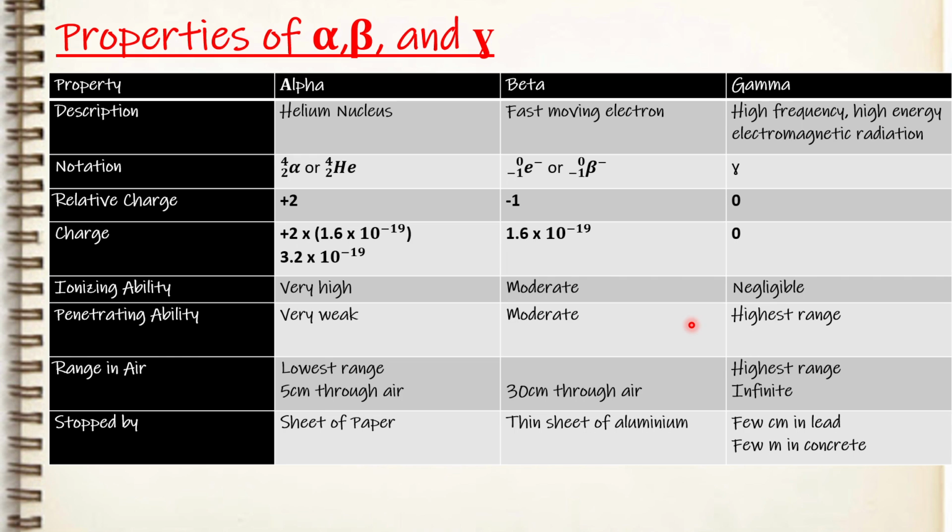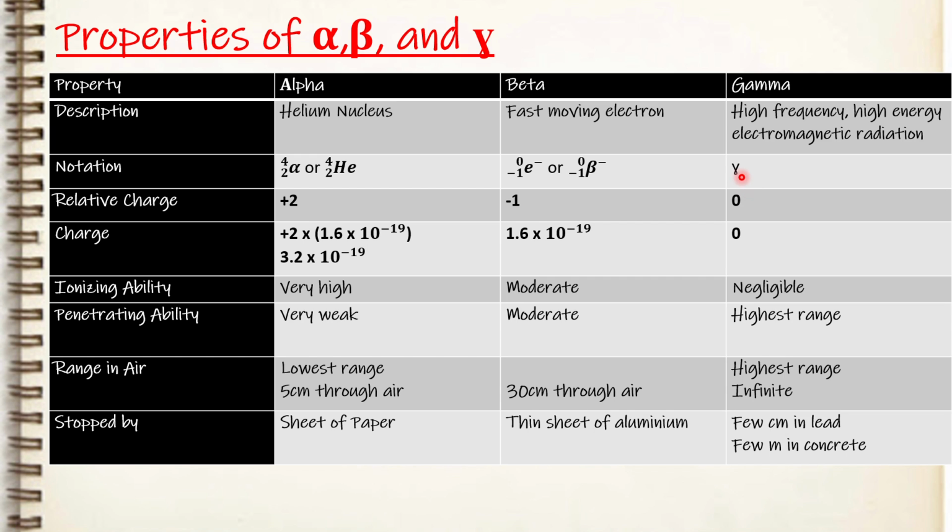Then we come to properties of alpha, beta, and gamma. Alpha, like I said before, is a helium nucleus and has the notation alpha, mass number 4 and atomic number 2. Beta has mass number 0 and atomic number -1 and is a fast moving electron. Gamma is high frequency, high energy electromagnetic radiation, so it has this notation and has no charge, right?